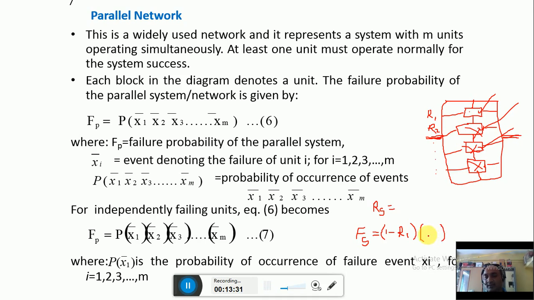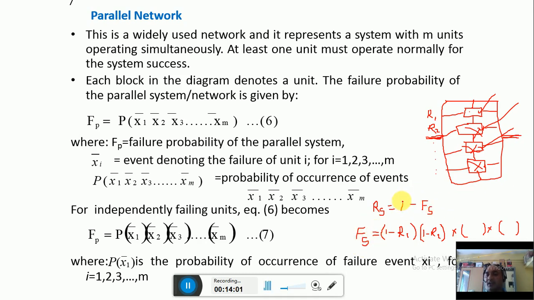So 1 minus R2, into, in the same way, 1 minus R3, into 1 minus R4, that way. These brackets will be as many as the number of components. Once you get the failure of the system, the reliability of the system will be simply 1 minus Fs. Whatever value you get here will be deducted from 1.